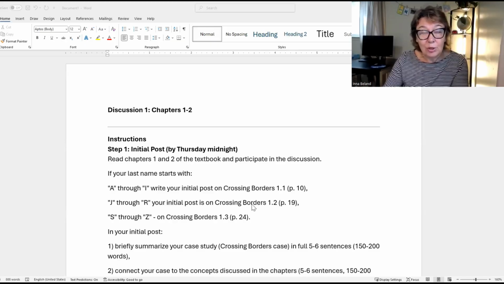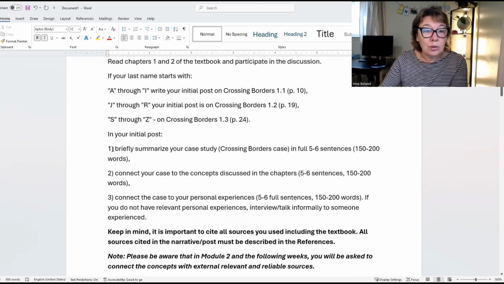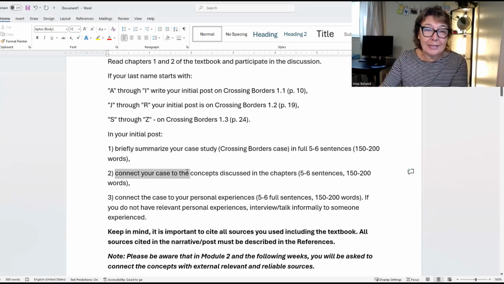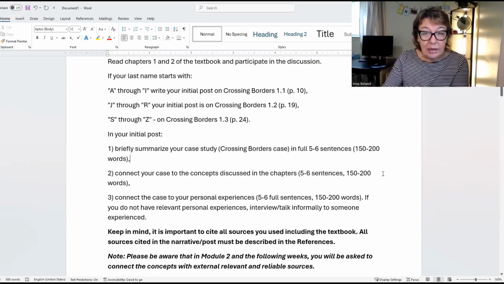Why do I use this approach to give students more than one case study? Because I want them to be engaged in wider discussion on specific topics in these chapters. In the discussion post, I ask students to briefly summarize the case studies that they are going to analyze and reflect on, to connect the case study to the concepts discussed in the chapters, and connect the case study to their personal experience. And I provide them with a certain number of words.